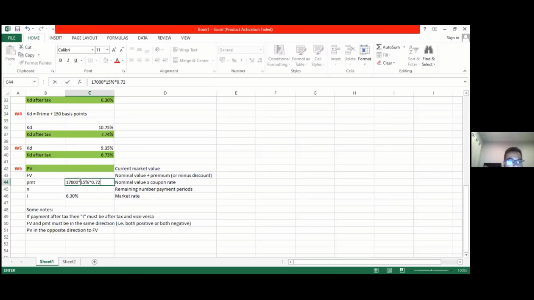I'm just going with after tax. So it's nominal value 17 million, but I'm having it in rand thousands, so I have 17,000, multiplied by 15%, which is the coupon rate, multiplied by 0.72, which is after tax. Okay, so it's equal to that. Then I'm going to have my future value that I'm going to pay back at the end of the term. So that is 17 million, in rand thousands.